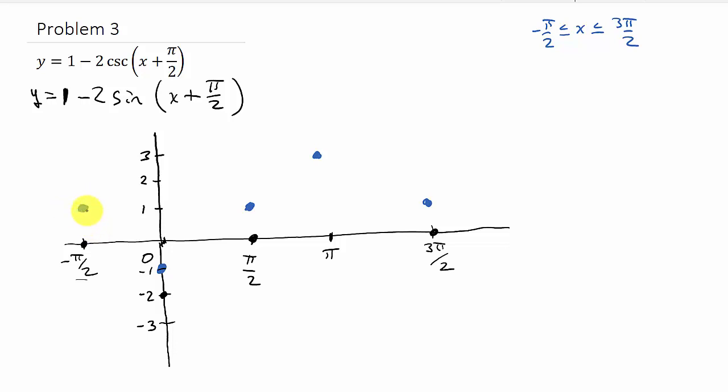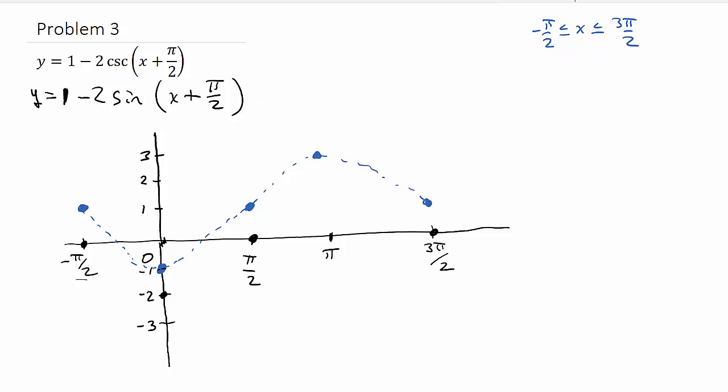All right, so now let's go ahead and draw in our sine function. All right, so there's our sine function, the 1 minus 2 sine. Okay, now we need our vertical asymptotes.